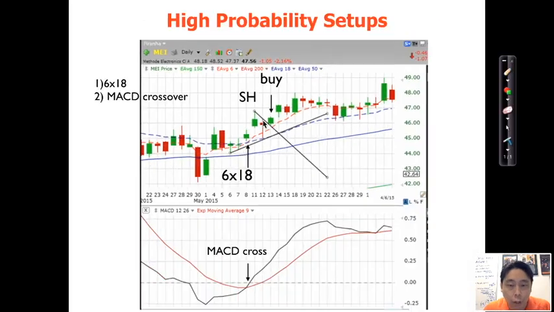So buy order 3 cents above the high, stop loss 3 cents below the low. It's a $40 stock. Next day, price goes up above the high, triggers our order, and we are in the trade. Here we go.